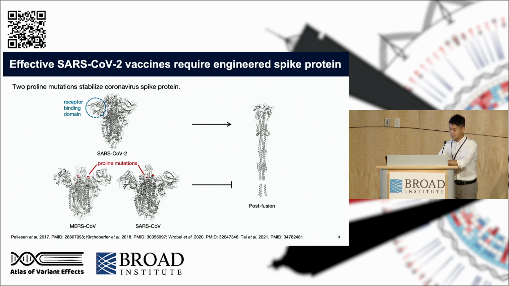We were able to rapidly make effective vaccines against SARS-CoV-2 because the spike proteins of the first SARS coronavirus, MERS coronavirus, and SARS-CoV-2 are highly similar. However, identifying these two proline mutations was a laborious and time-intensive process that involved traditional protein design techniques.